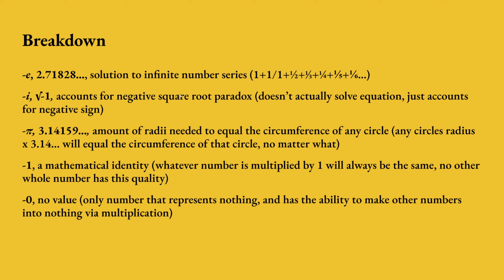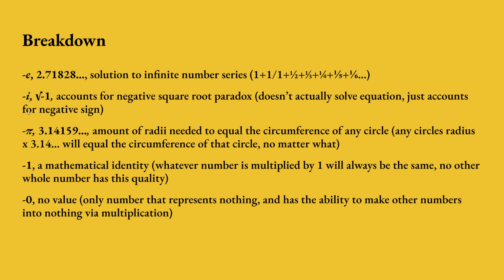And that's just interesting because you wouldn't think that infinity would have such a concise number, but it does, because it's just the average. It's about the center of the equation's many add-ons. Next is i, which is the square root of negative 1, that accounts for the negative square root paradox, which is when you try and find the square root of a negative number.